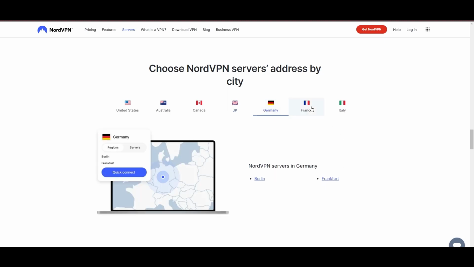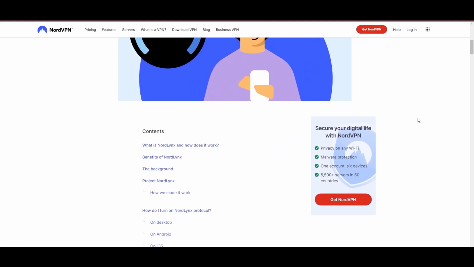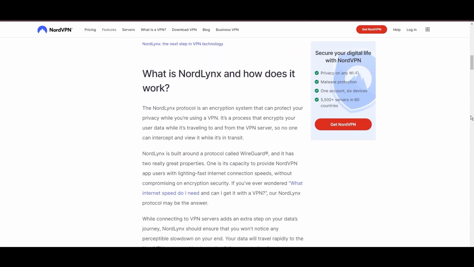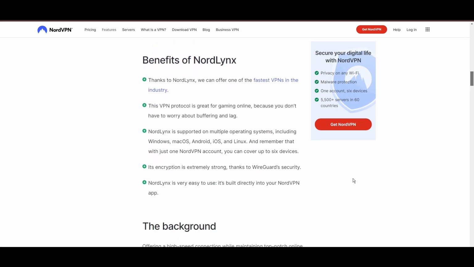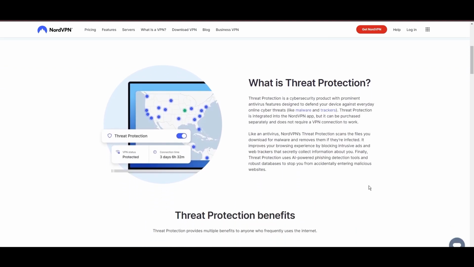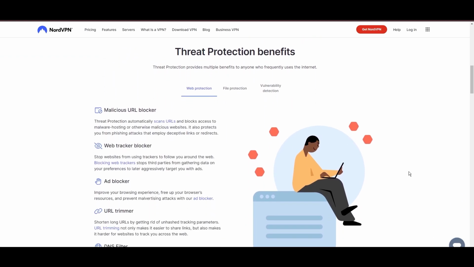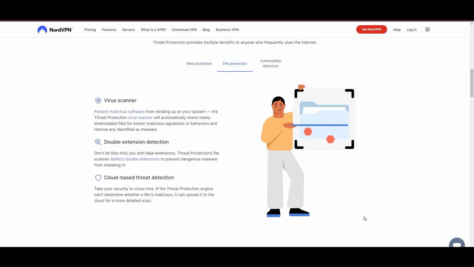NordVPN is distinguished by its use of NordLynx, a superior version of the WireGuard protocol, designed to provide unmatched speed and security. This means you can enjoy a smooth online experience in Czechia with confidence in the robust encryption of your data. NordVPN's dedication to security is clear with its features, including military-grade AES-256 encryption, a dependable kill switch that protects your data if your VPN connection drops, split-tunneling capabilities, and obfuscation tools.